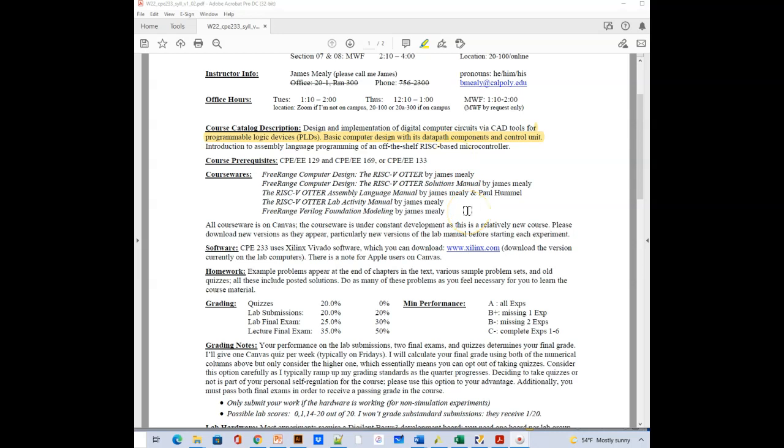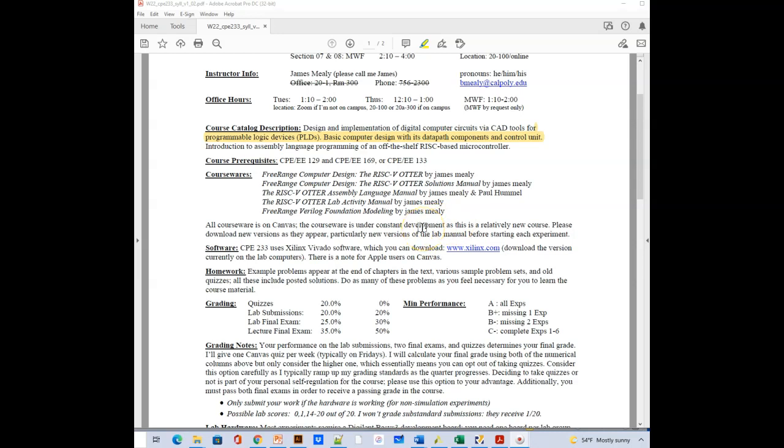The courseware for this course is the main book with a solutions manual. There's also a Verilog tutorial, I call it a Verilog textbook, with solution manual. There's also an assembly language programming manual, which turns out to be very helpful. All this stuff is on Canvas. I do update it when I need to, not as much as I used to, but please, particularly with the lab manual, anytime you do a new lab, download a new manual.